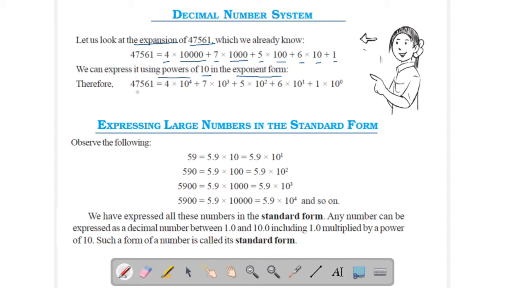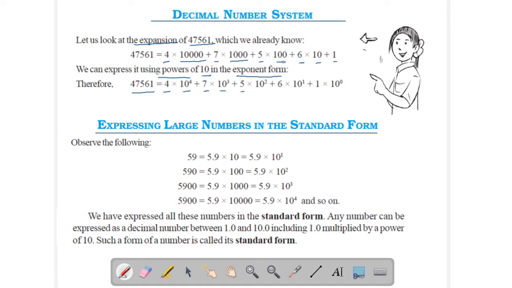Therefore 47,561 can be written as 4 into 10 raised to power 4. Why? Because here there are 4 zeros. It can be written as 10 raised to power 4 plus 7 into, here it is 1000. In 1000 there are 3 zeros. It can be written as 10 raised to power 3 plus 5 into, here 10, it is 100.